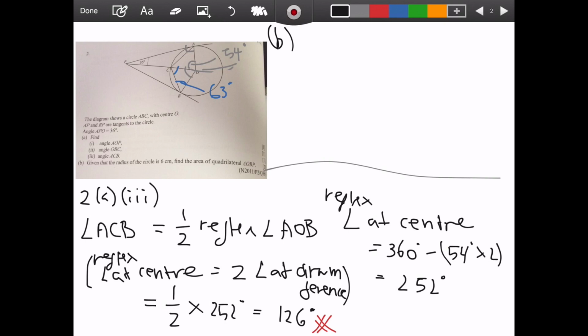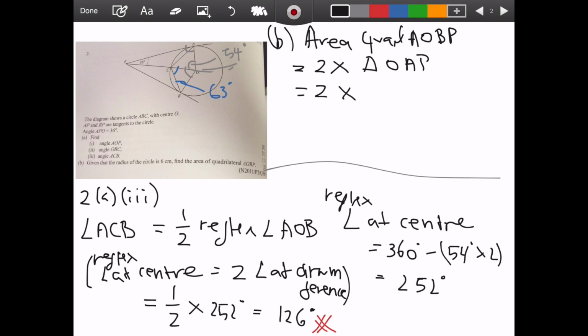OAP. Let's write it down: the area of quadrilateral AOBP is equal to 2 times the area of triangle OAP. So this is 2 times the triangle. We know the height, which is the radius, 6 cm. We multiply by half and we multiply by the base.